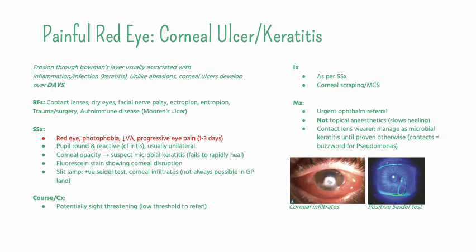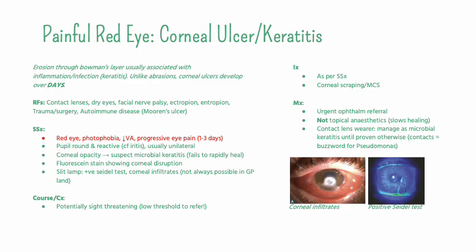So the main things to take away about the corneal ulcer is firstly the definition and the signs and symptoms in comparison to a corneal abrasion. Corneal ulcers are erosions of the eye through to the Bowman's layer, usually associated with inflammation or infection, and this develops over days. Risk factors include much of the same as corneal abrasions, and additionally ectropion, entropion, trauma, surgery, and autoimmune disease, specifically Mooren's ulcer.